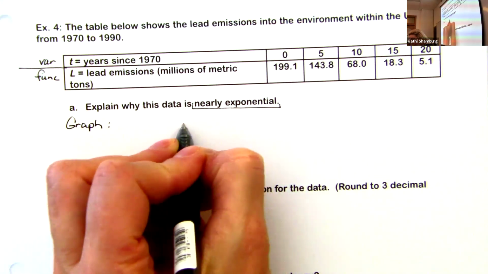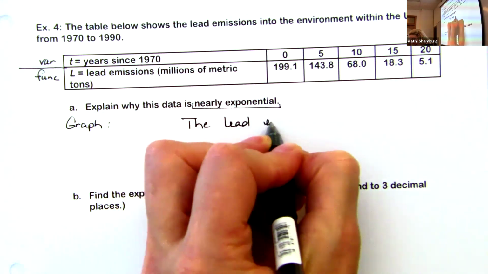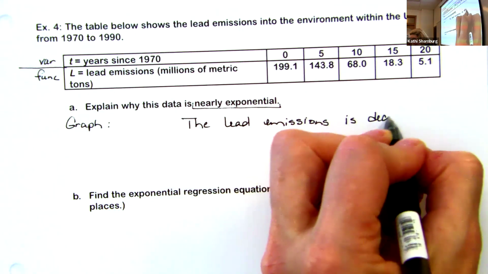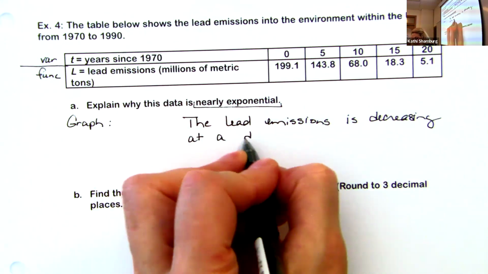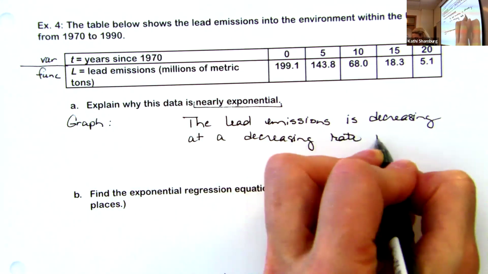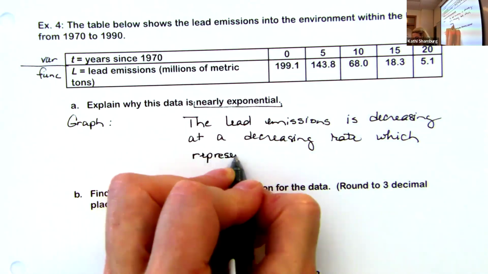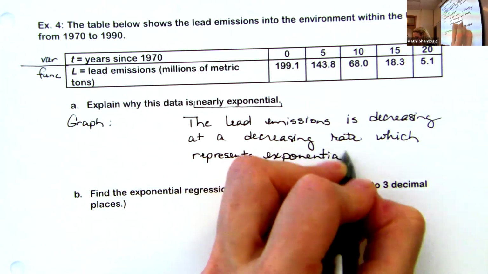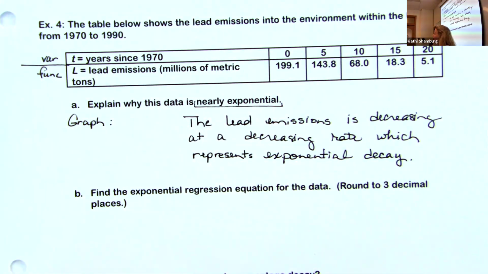So when we explain, we would say the lead emissions is decreasing at a decreasing rate, which represents exponential what? You told me just a minute ago, because of the decay. So looking for the word decay or growth. So in this case, it would be decay.